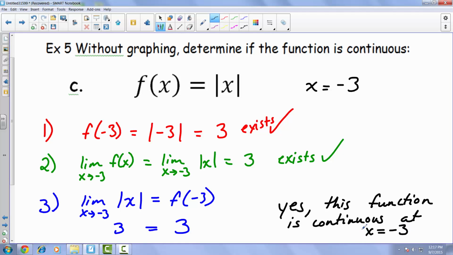So again, that is example 5c from our 1.4 set of notes.